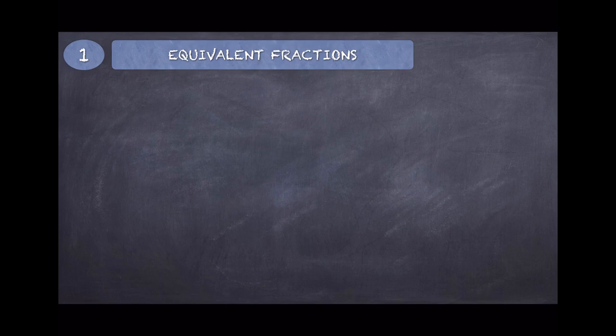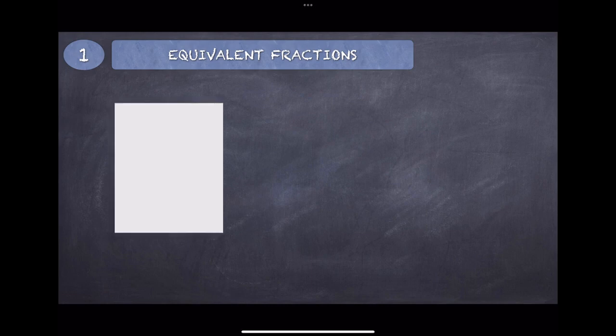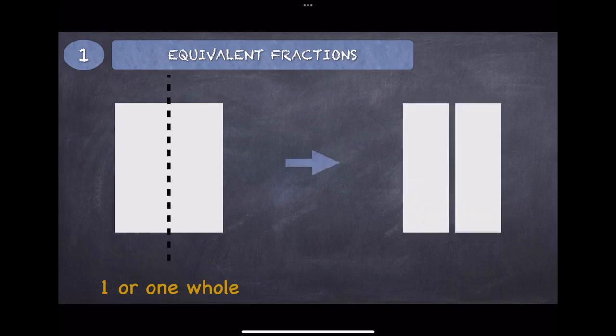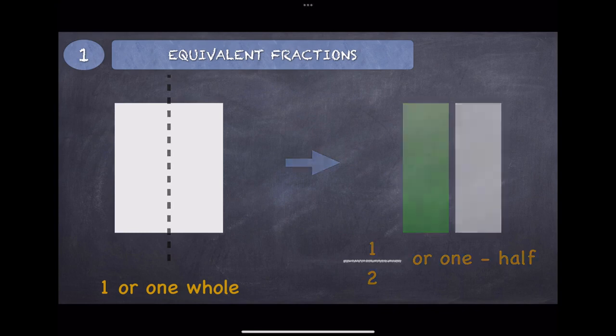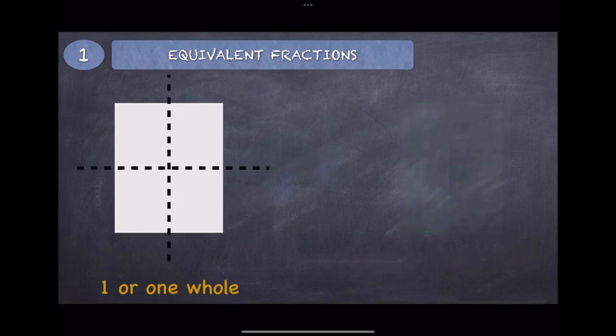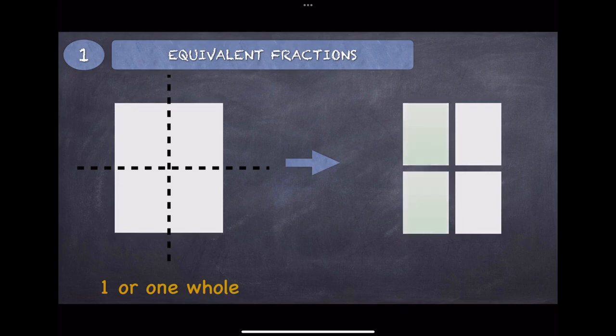But before I jump into the definition of equivalent fractions, let me give you an example. Here I have a full sheet of paper which can be denoted mathematically by the whole number 1. Now let me fold the sheet of paper exactly in the middle and tear it into two equal parts. Out of two parts, if I shade one part, then the fraction representing the shaded region would be 1 by 2 or 1/2. But if I divide the same sheet of paper into 4 equal parts, and if I shade 2 parts out of 4 parts, then the fraction would be 2 by 4 or 2/4.